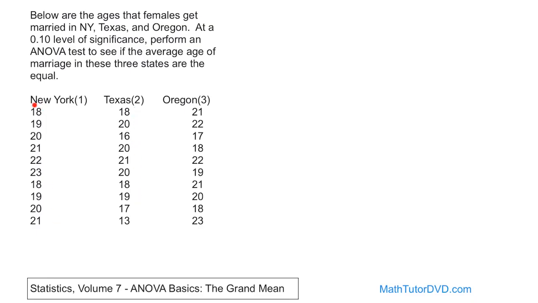So these are the ages that girls get married. So in New York, we have one person that got married at 18 years old, and one at 19 years old, and so on. So everybody you ask, there's 10 people that we sampled in New York, 10 people we sampled in Texas, and 10 people that we sampled in Oregon. So this is another example.